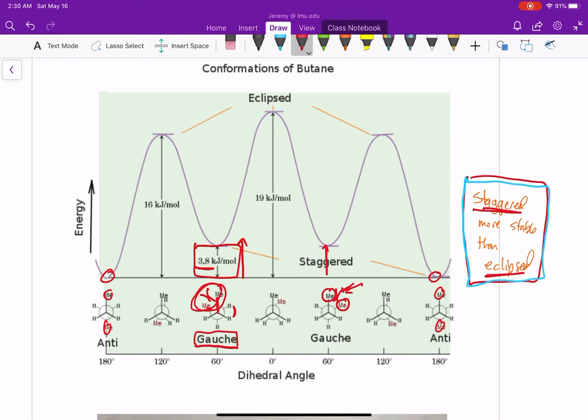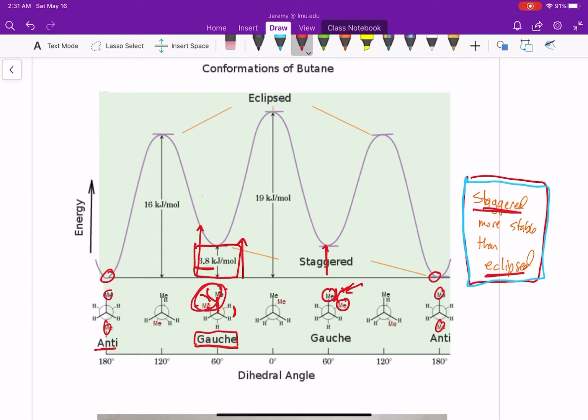One thing to think about with this gauche interaction: two methyls cost you an energy of 3.8 kilojoules. What if these were ethyls? What would that do to your energy? Well, ethyls are larger than methyls, so that would raise this up even higher. It would be greater than 3.8 kilojoules per mole as compared to the anti version.